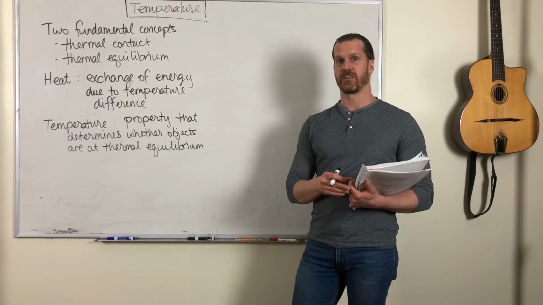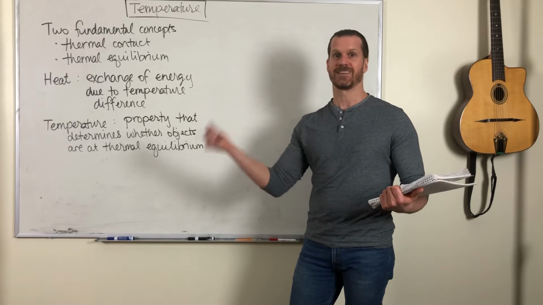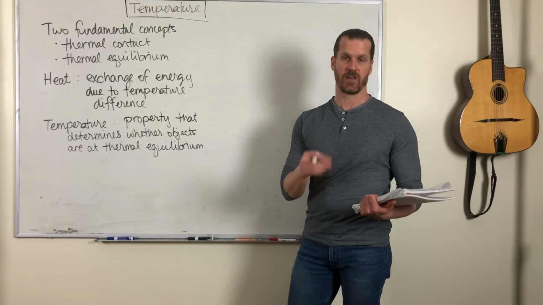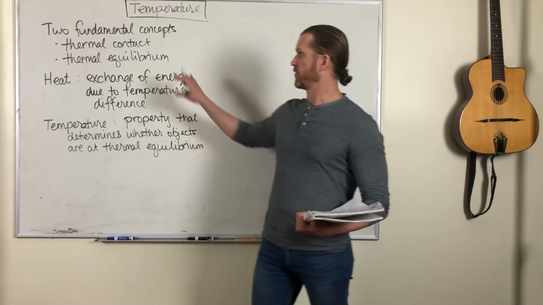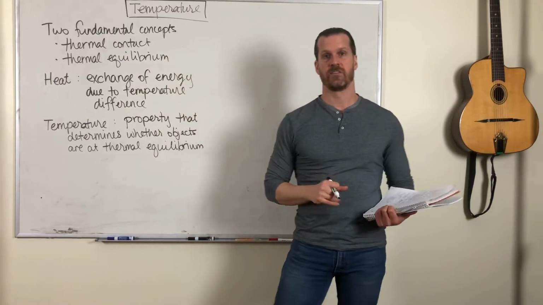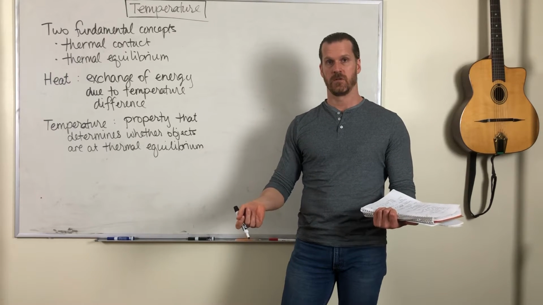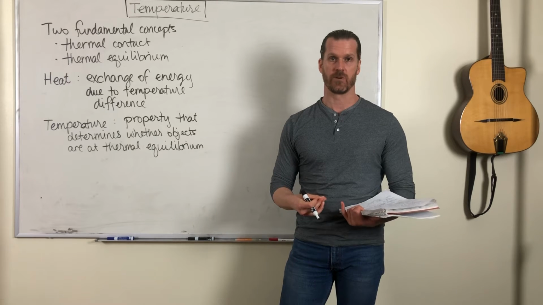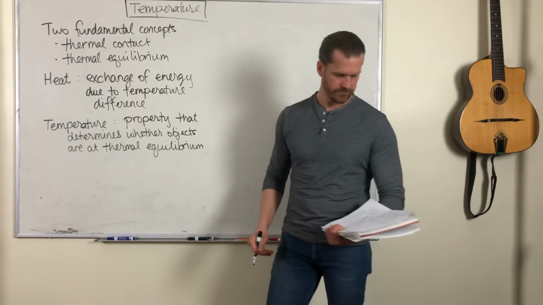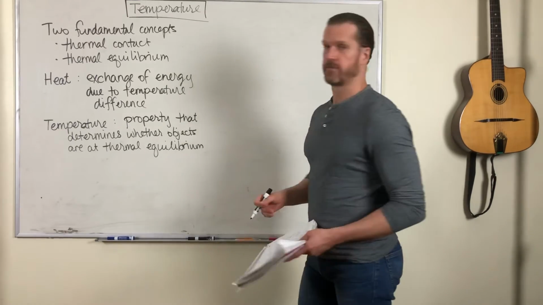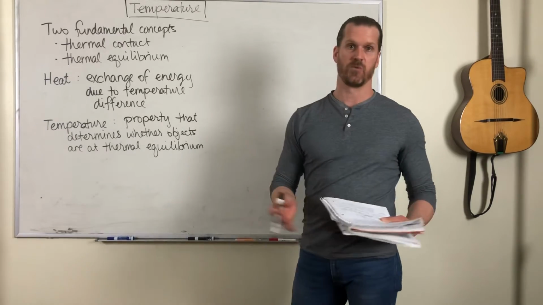If an object is at a higher temperature than another object, it will give some of its energy to the object at lower temperature. It will exchange heat if those two objects are in thermal contact, and that heat exchange process will continue until the objects reach thermal equilibrium. At that point, they're at the same temperature. Now we use a few different scales to measure temperature. There's three common ones.